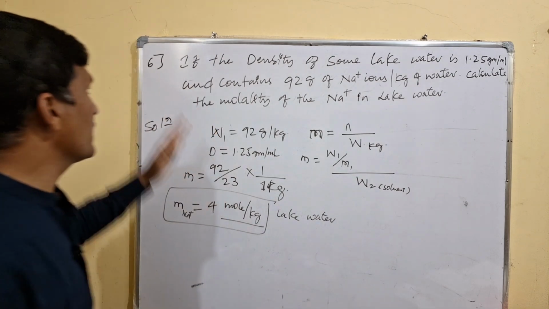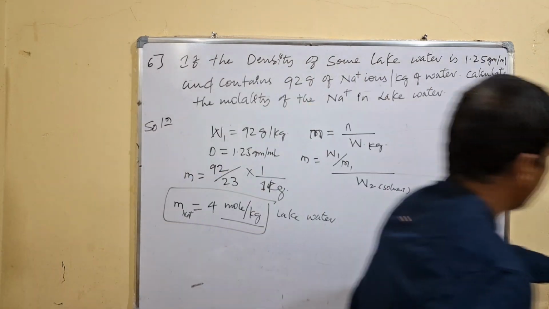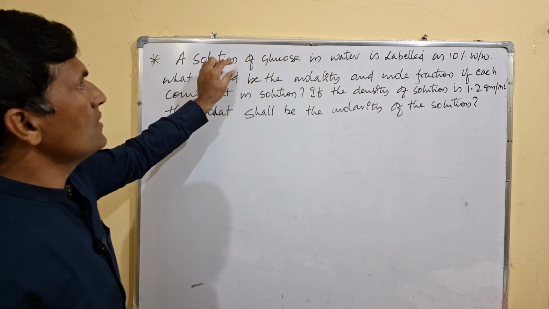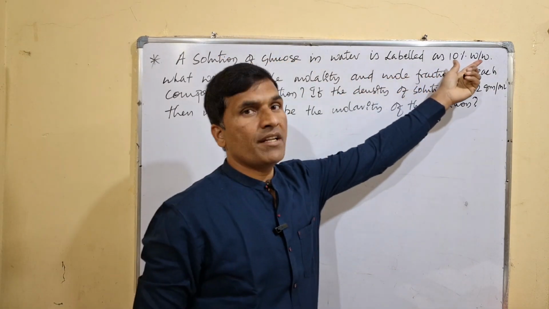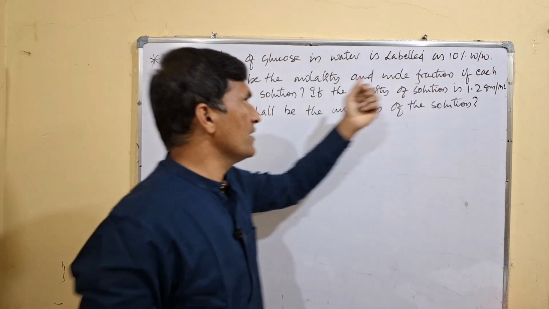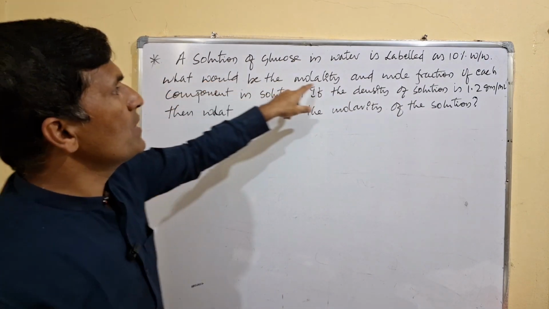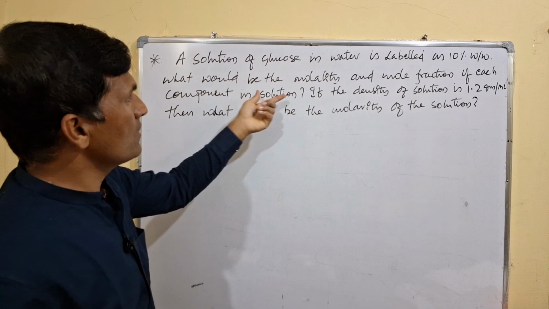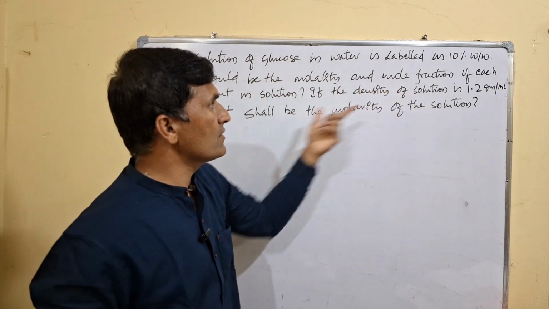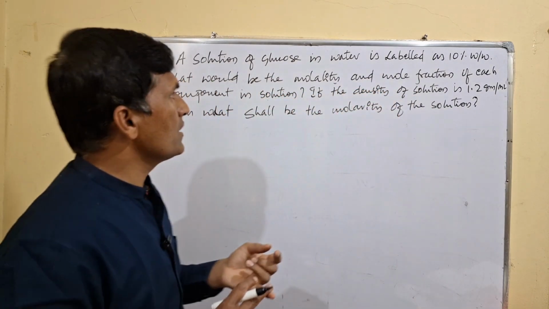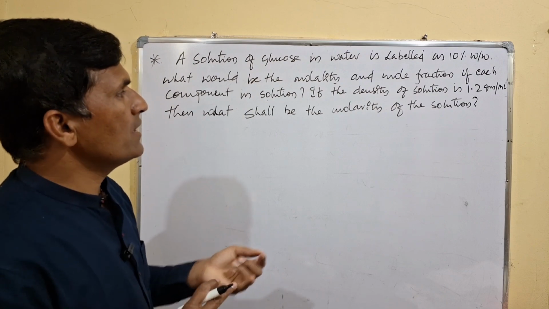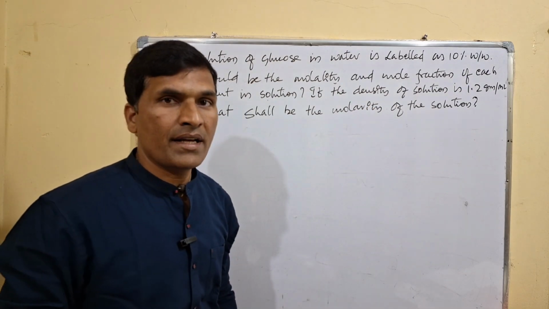Fine. Next, we will move on to the seventh problem. Again, a very interesting problem, where the solution is given in terms of weight by weight percentage. What would be the molality and mole fraction of the component in the solution, and then if the density is given, the molarity. Three things are being asked. One is molality, another is mole fraction, and then molarity.